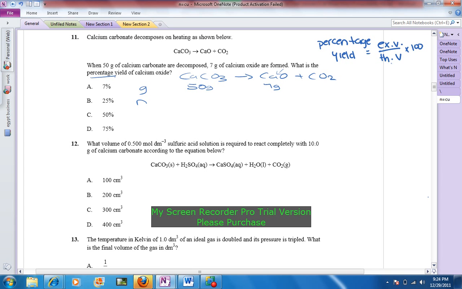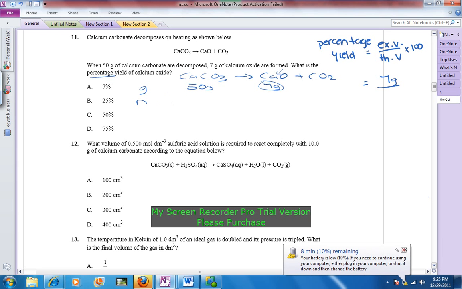So basically, what you have to find out here are a few things. You know that the experimental value, as they said, is the value that they got in the experiment, which is 7. This is what they got when they did the experiment. But theoretically, what should they have gotten? You have 50 grams. You need to find out moles first, so you need to convert that. 50 grams divided by the molar mass of calcium carbonate, which we calculated before, was 100. So the number of moles is 0.5.